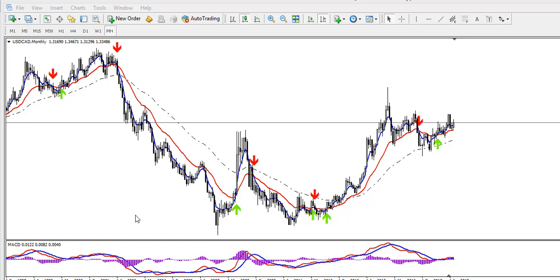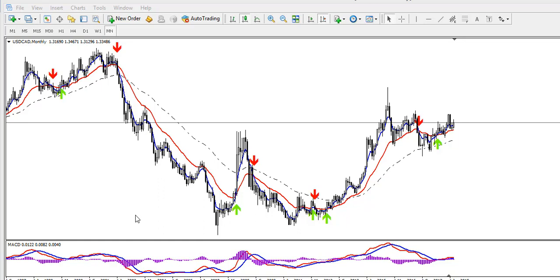Now, as for me, when I open my charts, I want to make money. I want to profit from the market. So the first thing you need to do is find a currency pair that is trending in a direction, either going up, in other words a bullish trend, or going down.